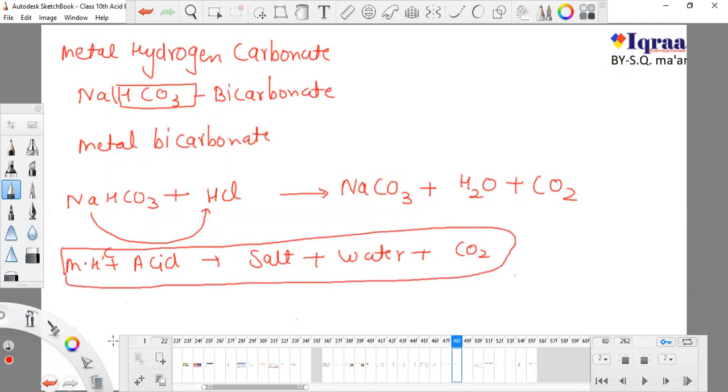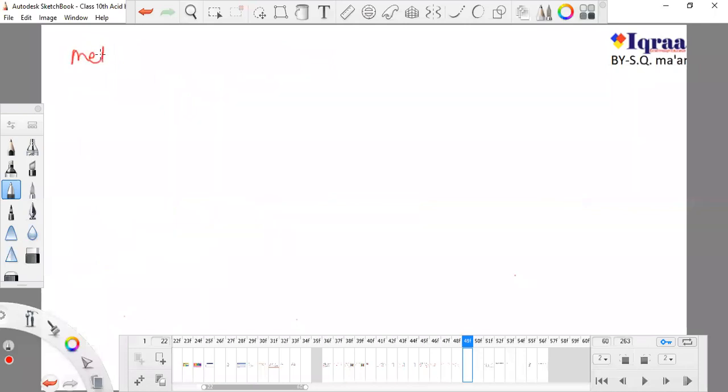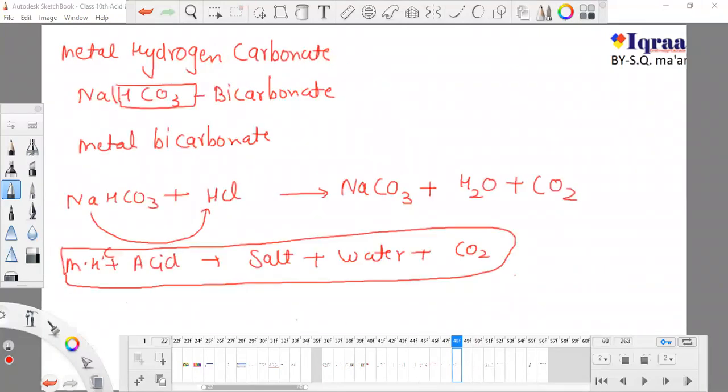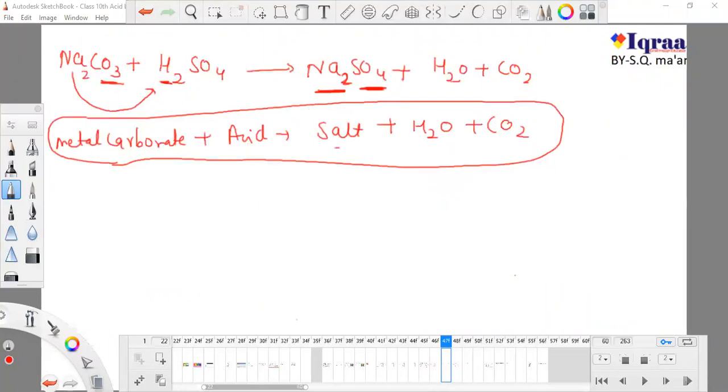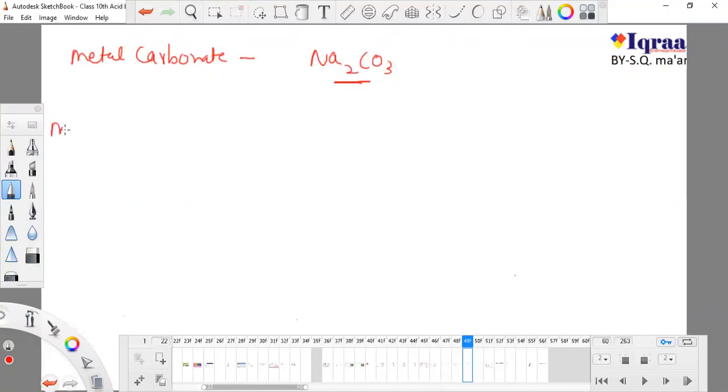Okay, so either you use metal carbonate, which is Na2CO3, or you use metal hydrogen carbonate, which is NaHCO3, or you can say metal bicarbonate. Results will be same.